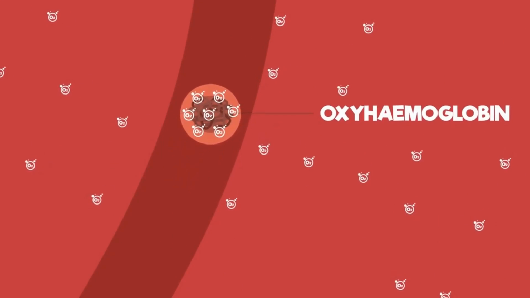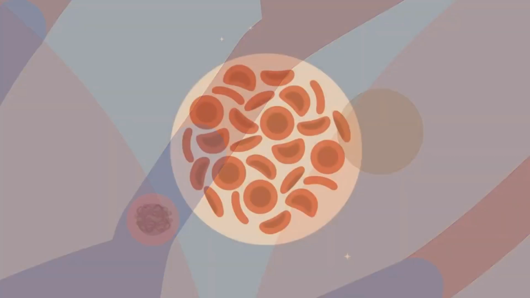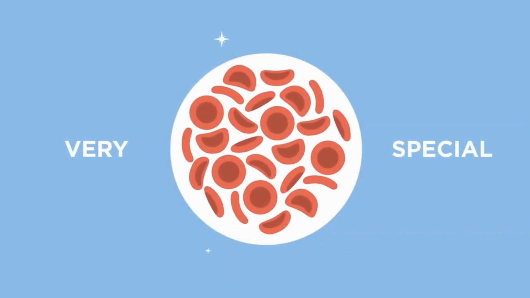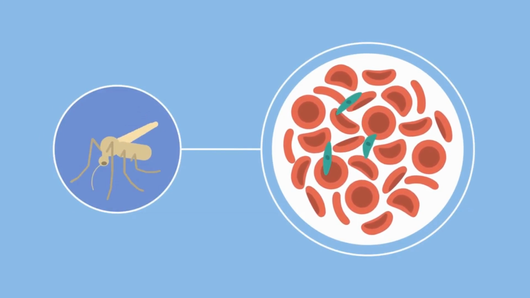In the lungs, it binds with oxygen to become oxyhemoglobin. As the red blood cells travel around the body, they release this oxygen from the oxyhemoglobin to the respiring tissues. But there is more. Oxyhemoglobin is also what gives the characteristic red colour to the blood cells. You can see that red blood cells are very special cells. Did you know one of the world's biggest killers, the malaria parasite, invades and destroys blood cells, and that's why it's such a serious disease to get.